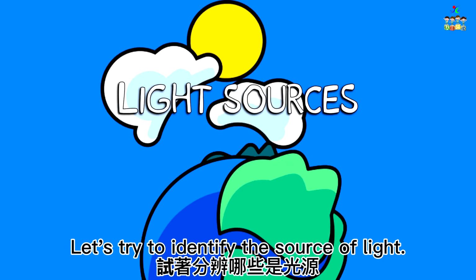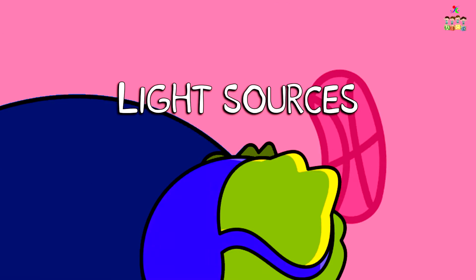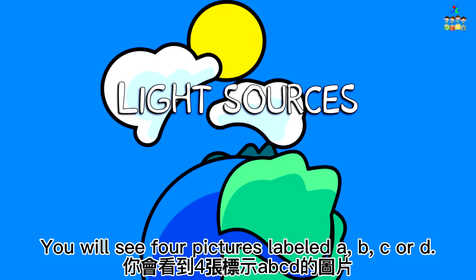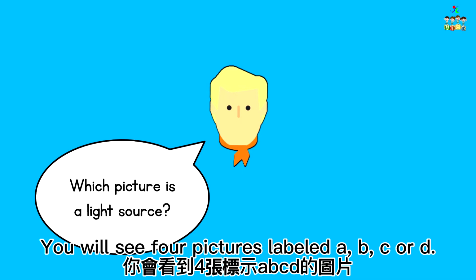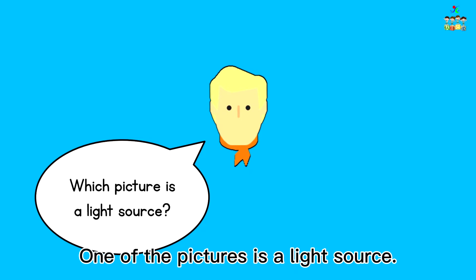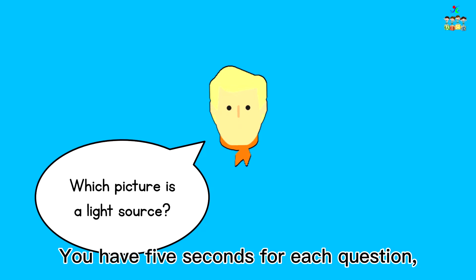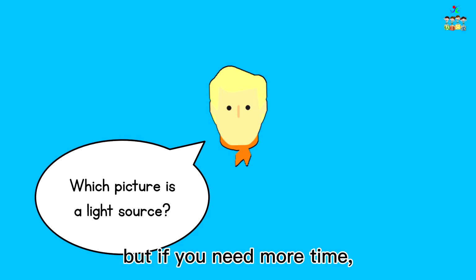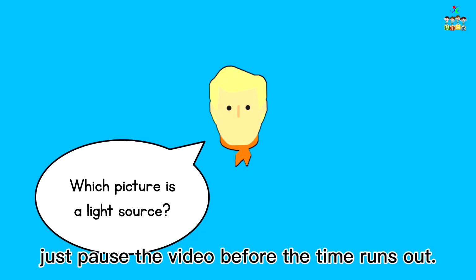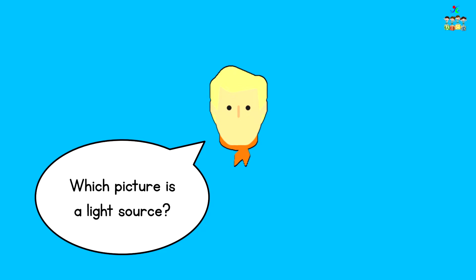Let's try to identify the source of light. You will see four pictures labeled A, B, C, and D. One of the pictures is a light source. See how many you can identify correctly. You have 5 seconds for each question. But if you need more time, just pause the video before the time runs out. Are you ready?